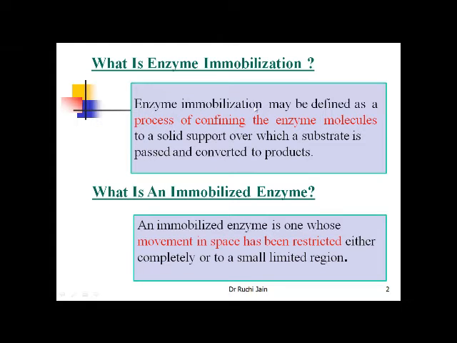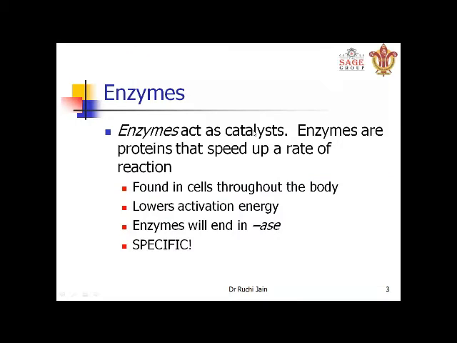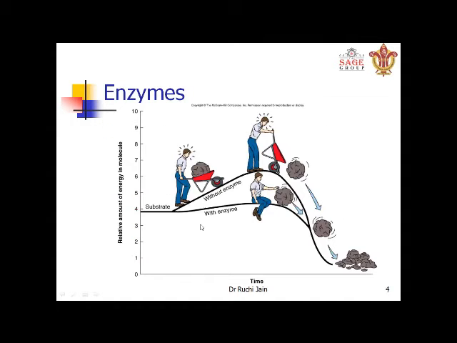So before moving further, we should know about the enzymes. What are enzymes? Enzymes are molecules, proteinous in nature, that act as catalysts and speed up the rate of reactions. They are found in every cell throughout our body, and they lower the activation energy. Generally enzyme names end with "ase"; if they are acting on lipid, then their name is lipase. So they are very specific in nature.